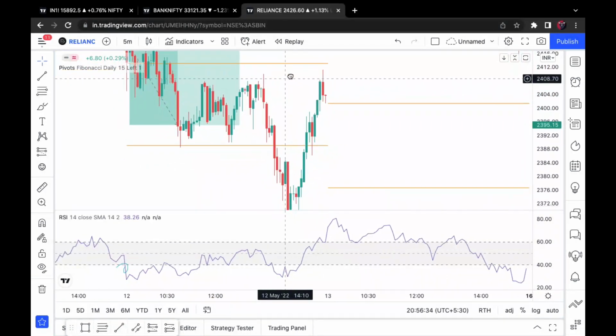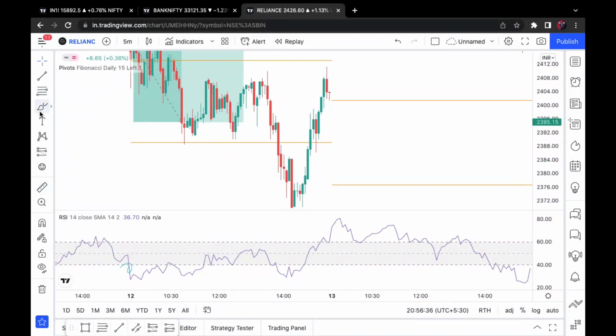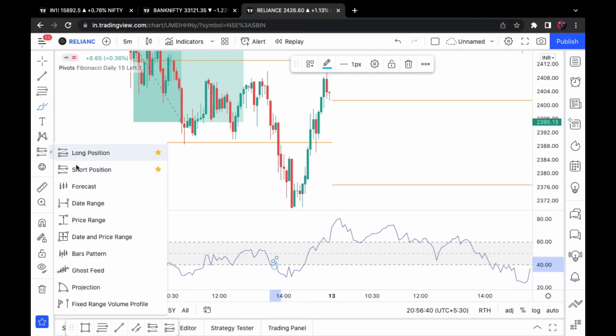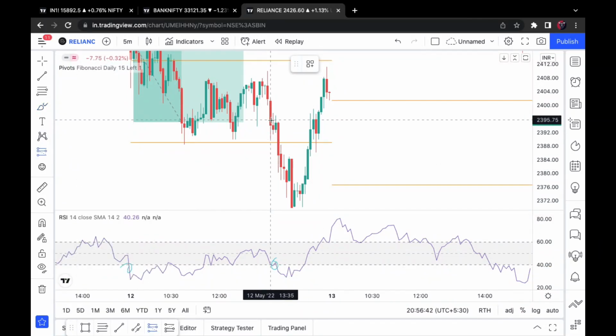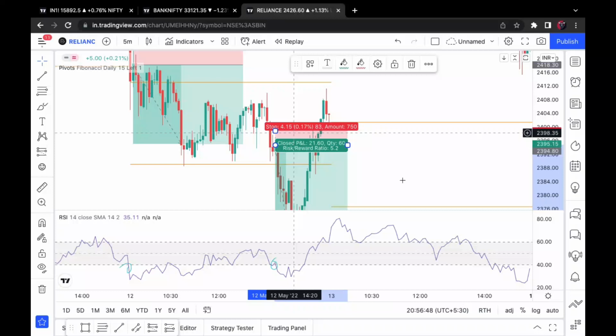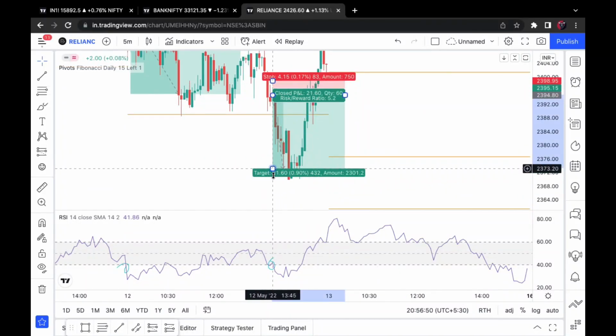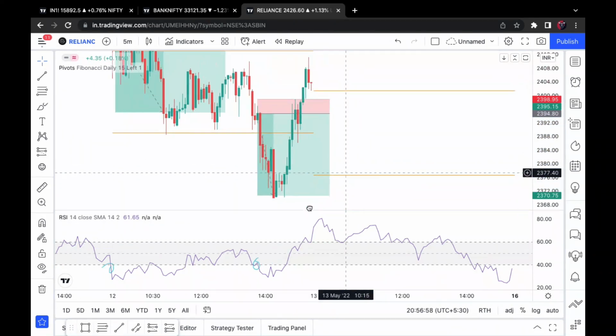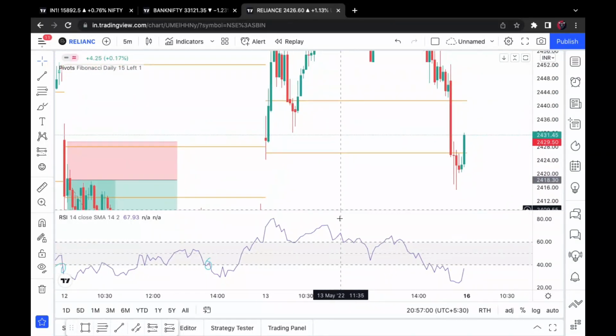Now let's see another. As you can see here that the RSI comes below 40. Now according to the rules, we can take a bearish trade here, above the candle. As you can see, 1:6 achieved in this trade in a few minutes. So you can see the accuracy of this strategy.